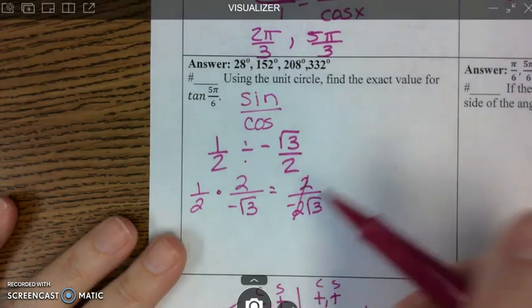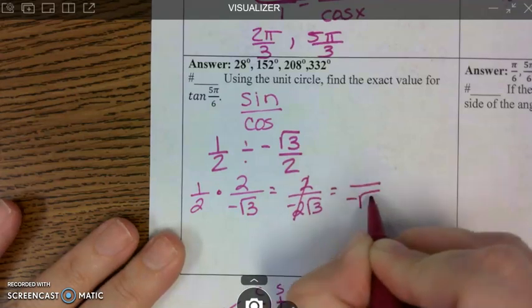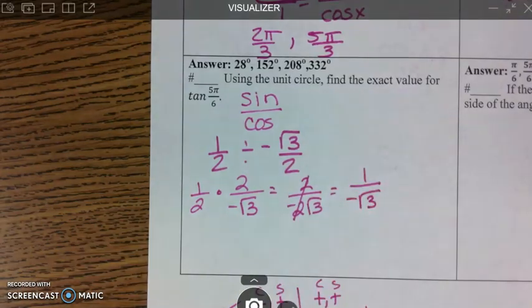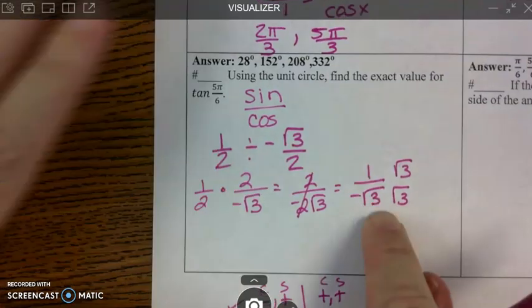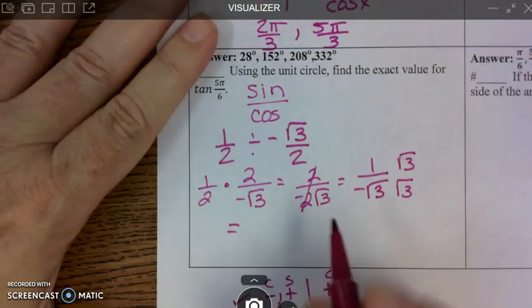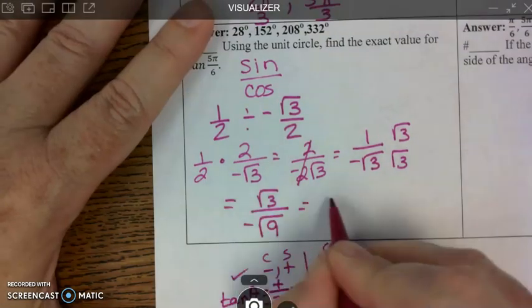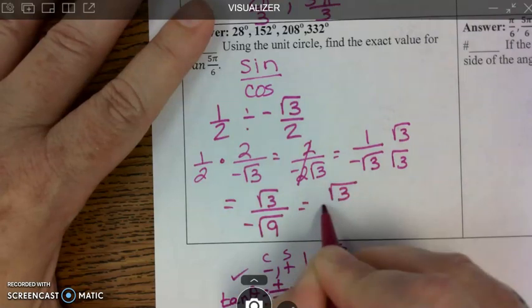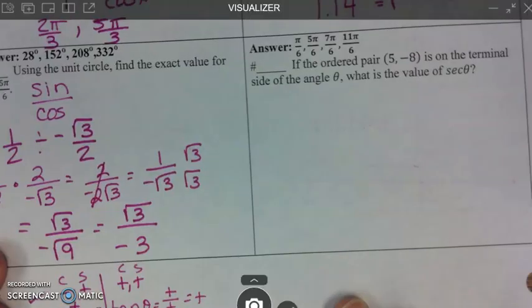So the 2's cancel out. But remember position: that square root of 3 is at the bottom, so it must stay at the bottom. Now we need to multiply the square root of 3 by top and bottom, because a radical in the denominator is a no-no. And so we get the square root of 3 over negative square root of 9. Then we just clean it up: square root of 9 is 3. And there's your final answer. Okay, we're having fun. I'm having fun. I hope you are too.